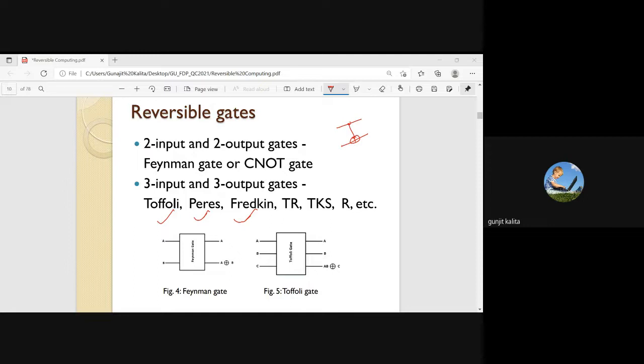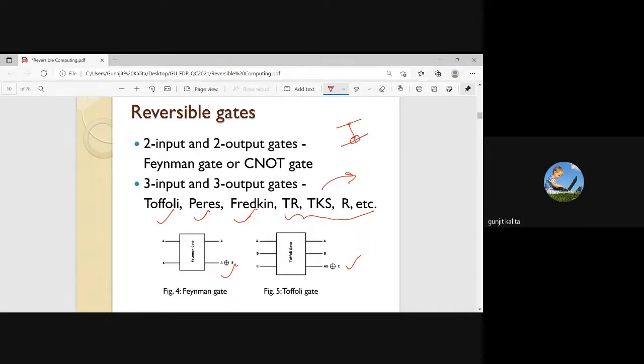Particularly, others are not directly quantum gates, but you can derive a quantum circuit out of them, and then they become quantum. But these two gates, the Feynman gate and the Toffoli gate, are quantum gates and very widely used. There is another library also known as the Toffoli library, the Toffoli-Clifford library.